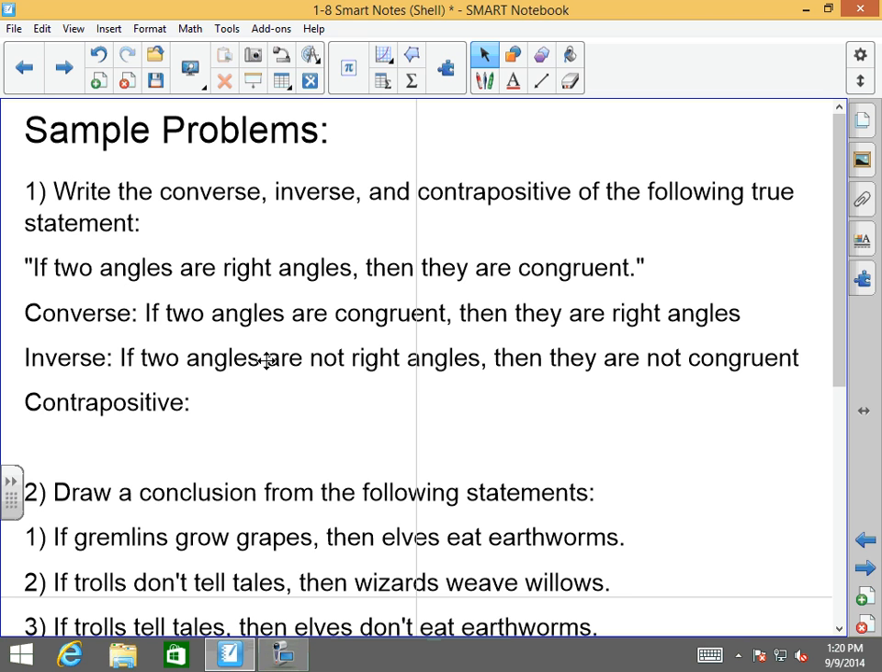If two angles are not right angles, then they are not congruent. Wow, you said it exactly the way I did. I'm very proud of you. Phenomenal, son. You negate the conditional for the inverse. And then who could give me the contrapositive, which negates the converse?